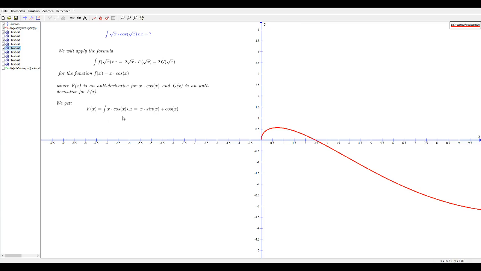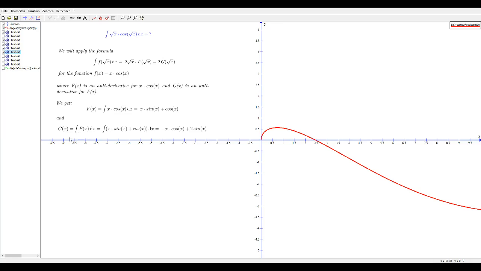We got capital F of x, which is just x times sine of x plus cosine of x, and now we will have to integrate this capital F of x. But this is literally just as easy as integrating f of x, right? Now, instead of having to integrate x times cosine of x, we will have to integrate x times sine of x, which is just as easy as integrating x times cosine of x, right? Because this plus cosine of x term is also incredibly easy to integrate.